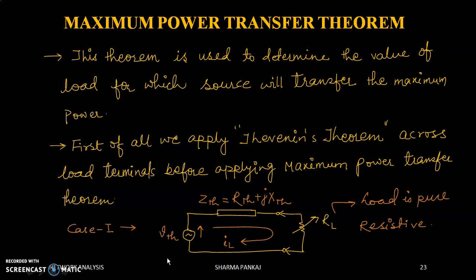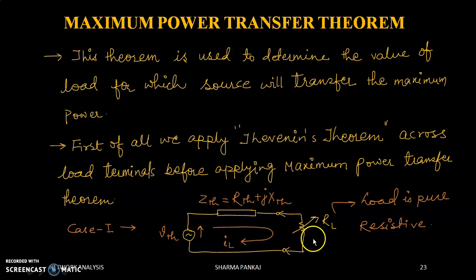Okay, so we have different cases here. I have written here case 1. Case 1 means when the load RL is purely resistive. Since I have connected RL here, this is purely resistive. This arrow mark shows that you can change it. It is a variable. Now, when we consider case 1, the load is purely resistive.